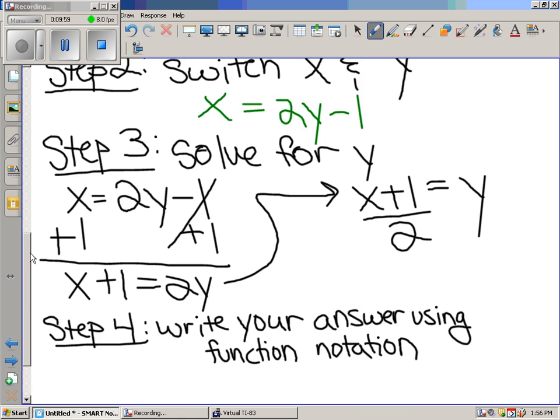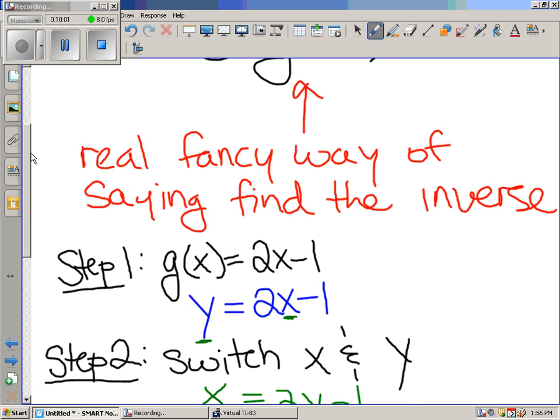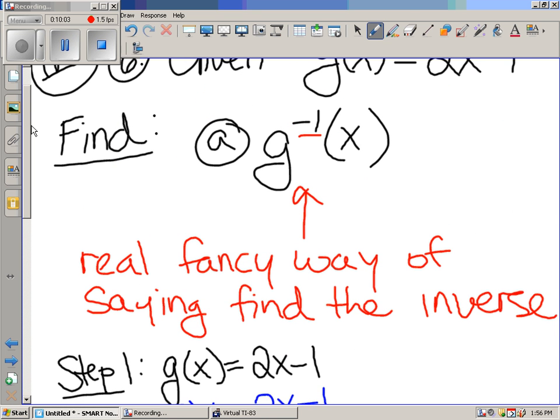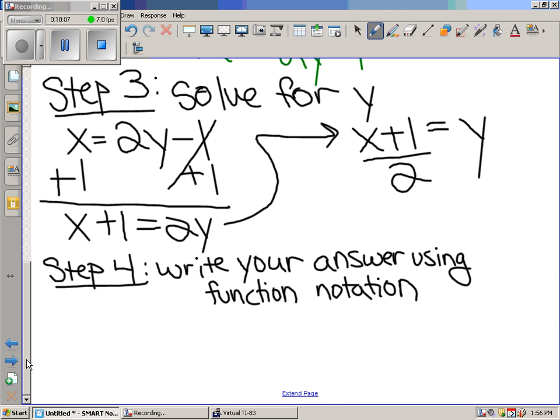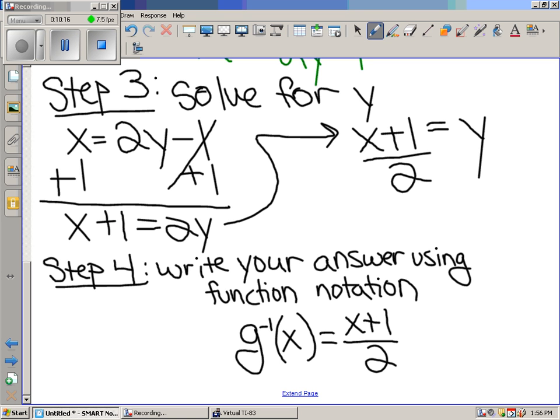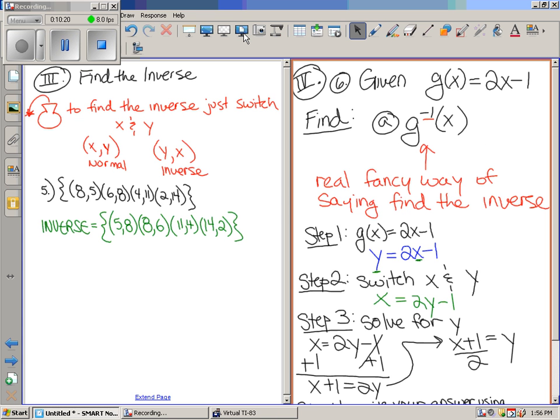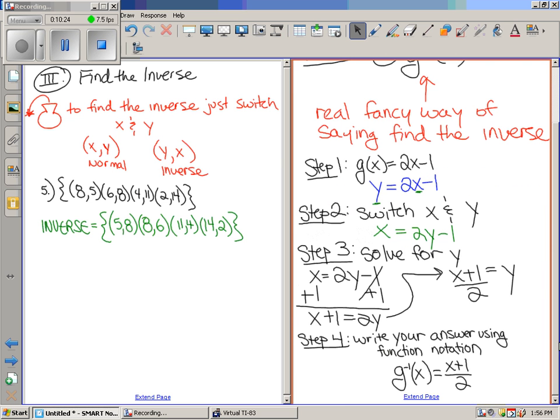What was our original function? Let's scroll back up to the top. It was g inverse of x, and that represents the inverse. So what we do is we say in the end that g inverse of x equals x plus 1 divided by 2. Yes, you have to write that. You 100% must write that.